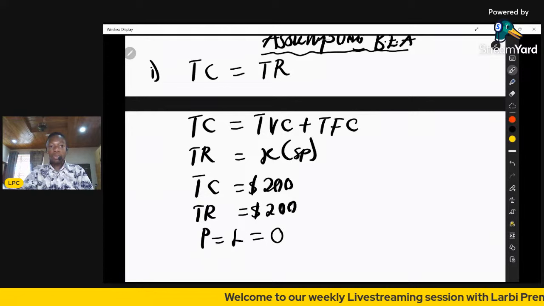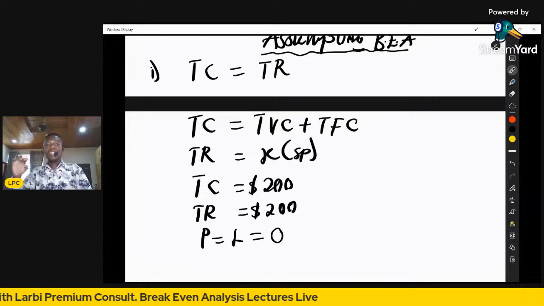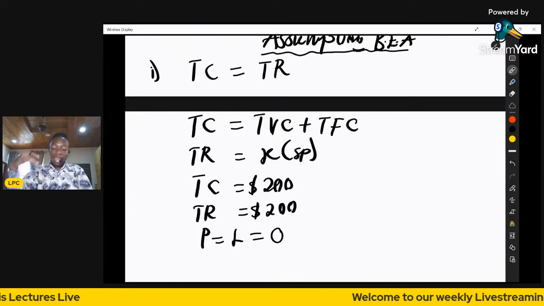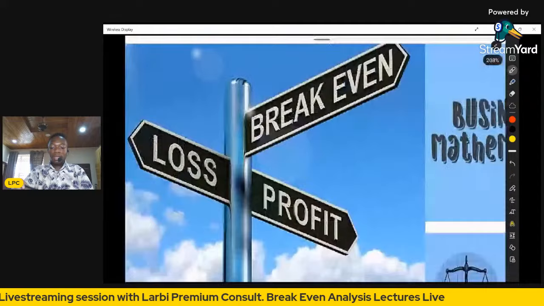So we define break-even to be the point at which, at a certain level of production, the organization neither makes a profit nor a loss. And at that point, profit is equal to loss, and at the same time, all is equal to zero. That's why I was showing this picture when we started with break-even analysis. Let me zoom it a bit further. I hope you can see.